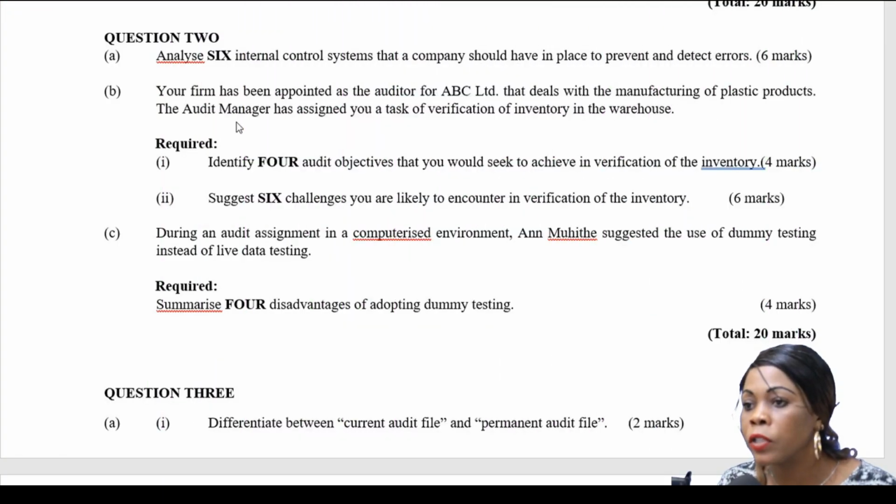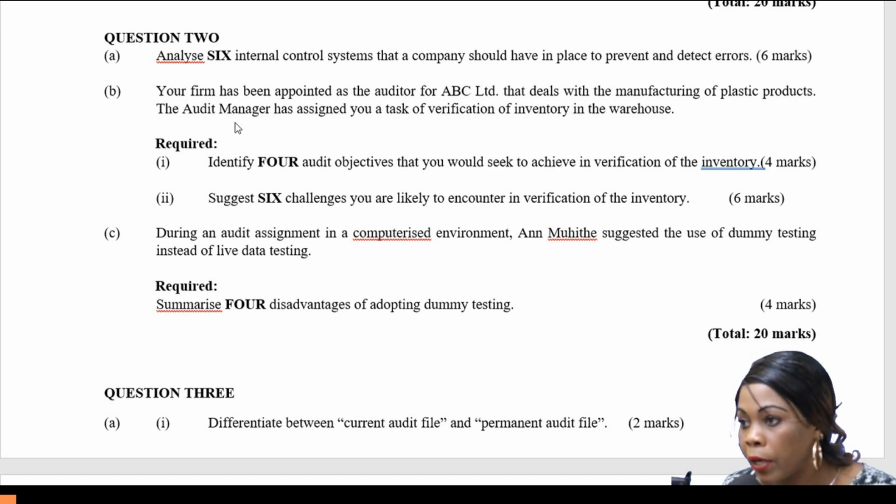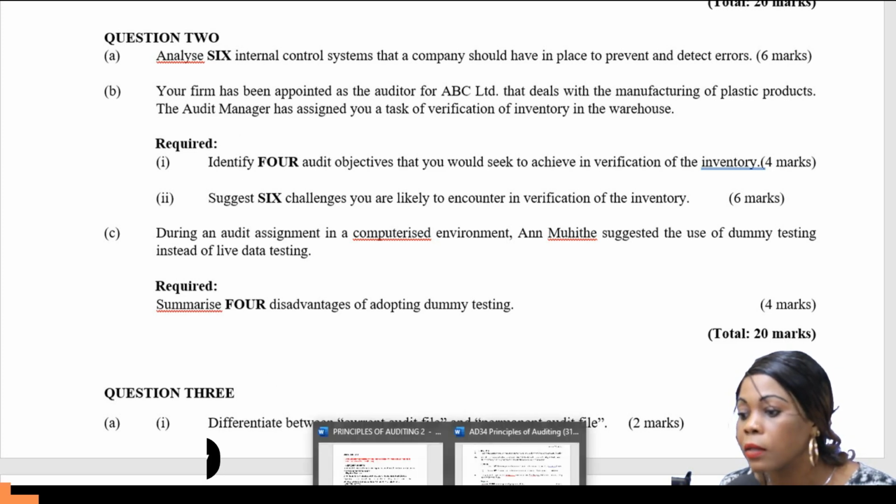So let's proceed to question number 2. Question number 2A reads: analyze 6 internal control systems that a company should have in place to prevent and detect errors. Here are the answers for them.